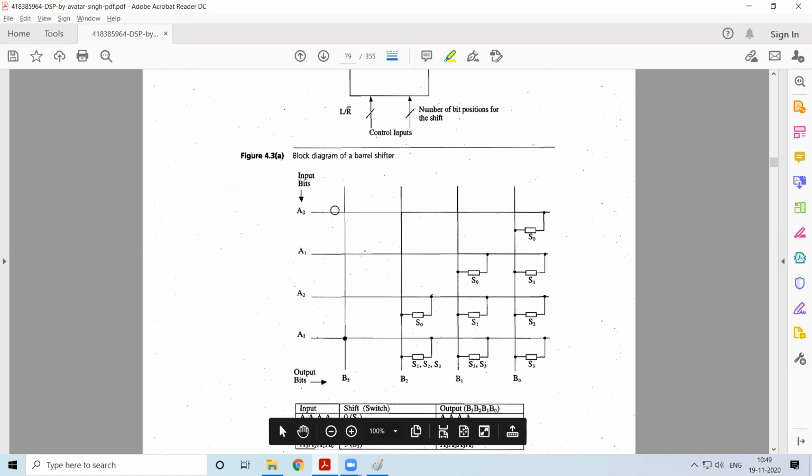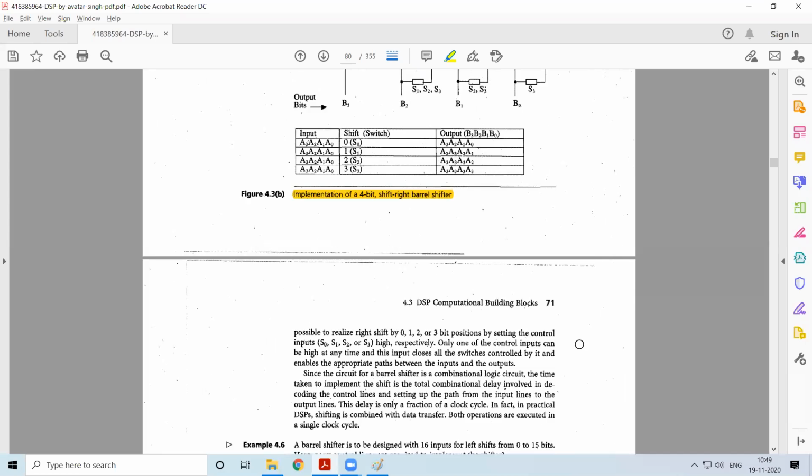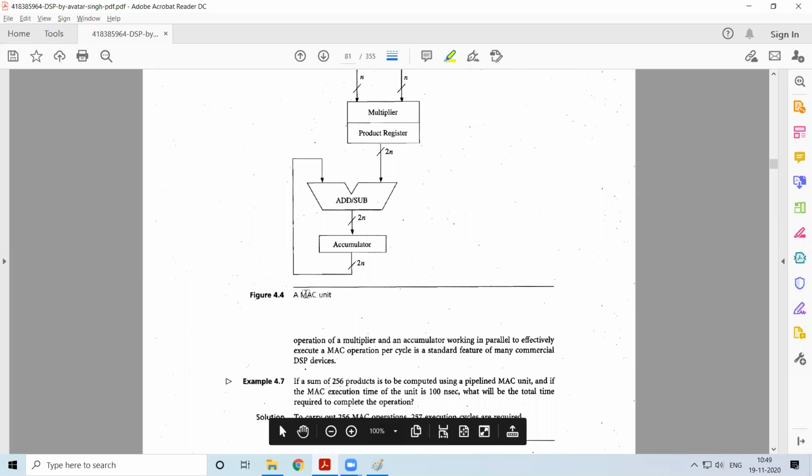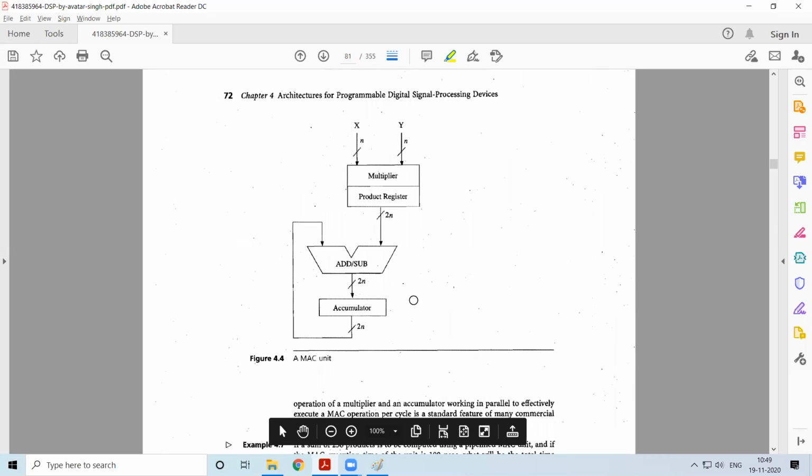Whereas in a regular microcontroller, if three shifts are required, three shifts have to be done, so you might require three machine cycles. But for three shifts, the barrel shifter requires just one machine cycle. Apart from that, we had the multiply and accumulate unit, which performs operations at a very fast rate, because you have operations which require multiplication and addition to be performed.